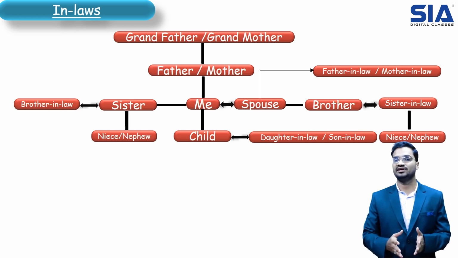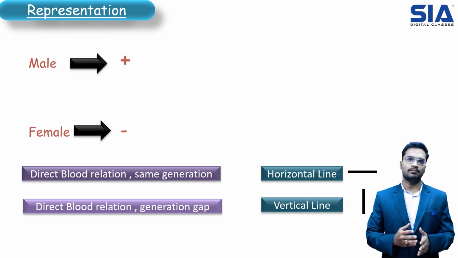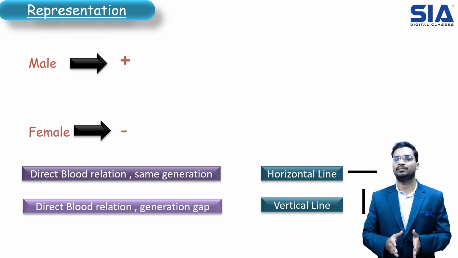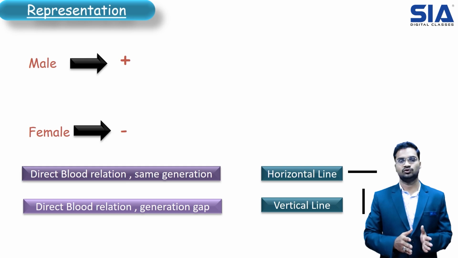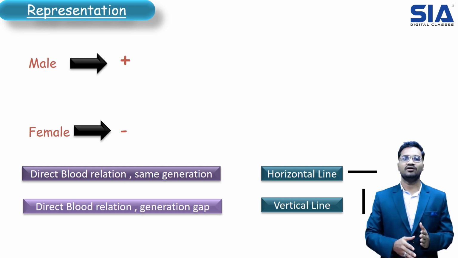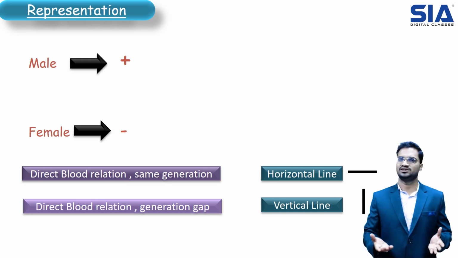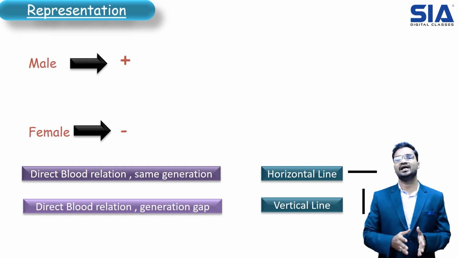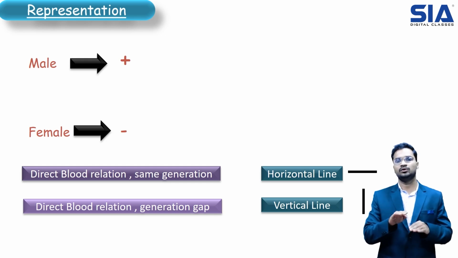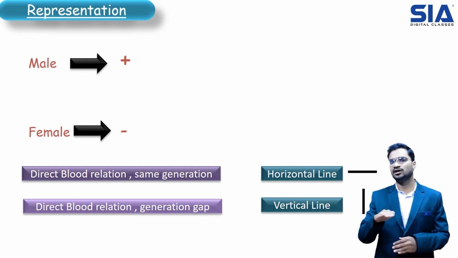Now coming to the representation side. In our blood relations, male persons are represented with a plus mark. Whenever we have a male, we represent him with a plus. Whenever we have a female, we represent her with a minus. Generally speaking, we can change this if we want. Now coming to the next point, which is direct blood relation, same generation. Whenever we are in the same generation, we have to draw a horizontal line.